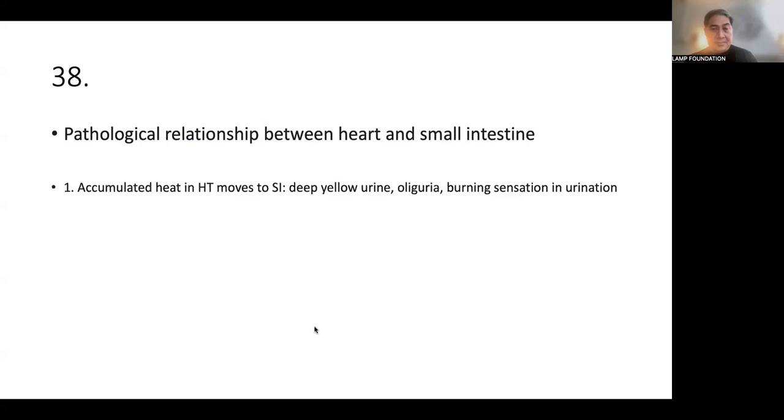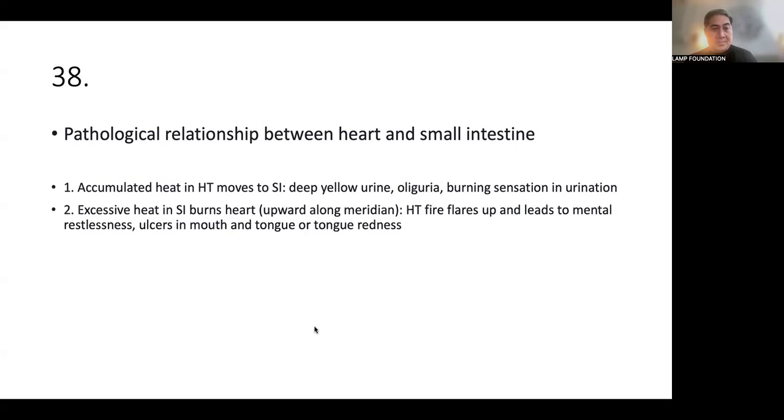Next is excessive heat in the small intestine, which burns the heart upward along the meridian. So the heart fire flares up and leads to mental restlessness, ulcers in the mouth and tongue or tongue redness. And last is treatment. It clears away heart fire and promotes diuresis.